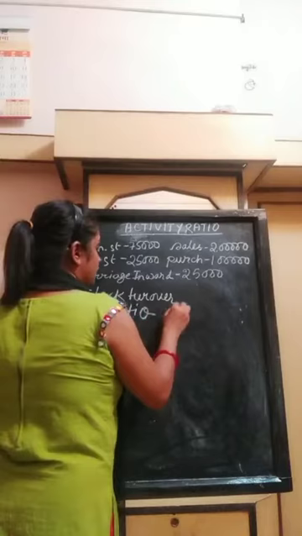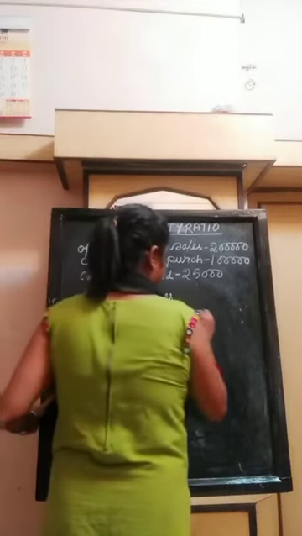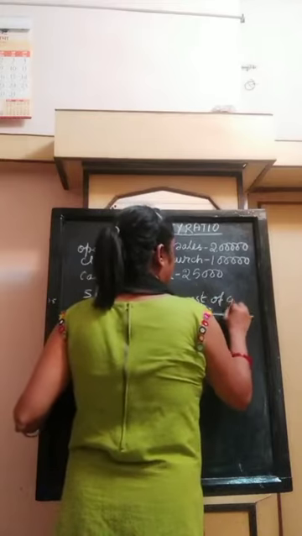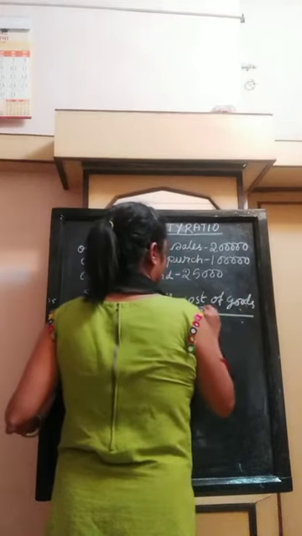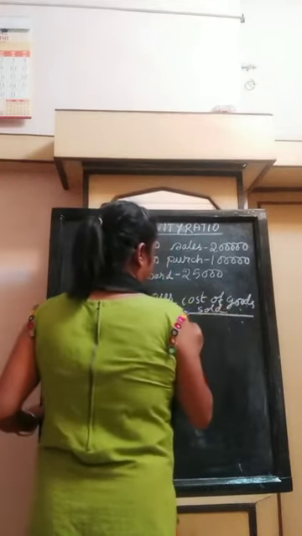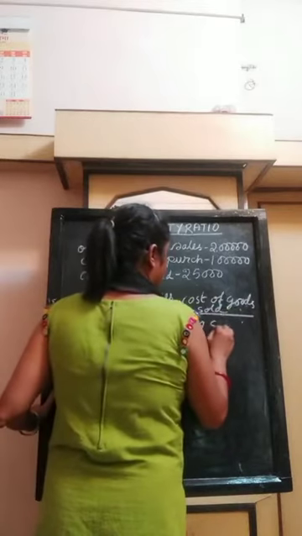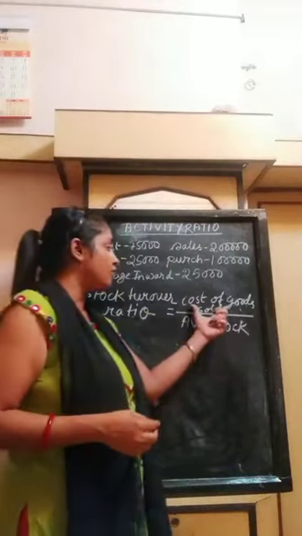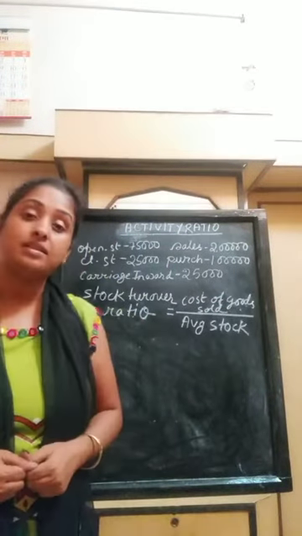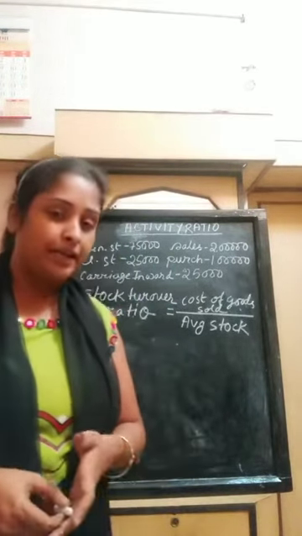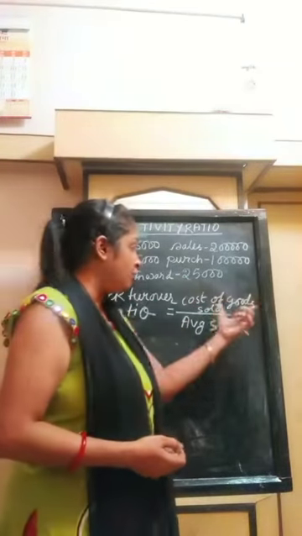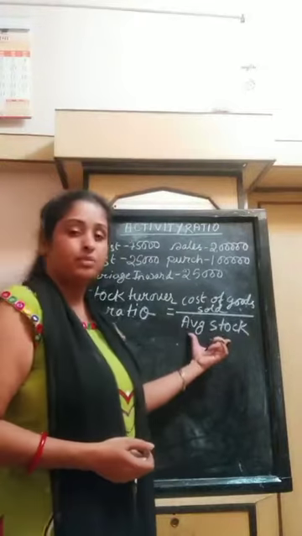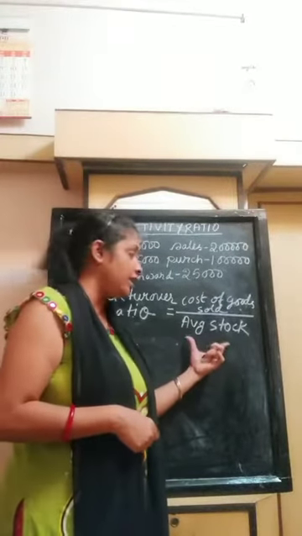Now the formula of this stock turnover ratio is cost of goods sold divided by average stock. If the amount of cost of goods sold is directly given to you in the sum, then it will be helpful. You directly pick up the amount and put it here, and average stock also, you take it from the sum and put it here and solve the sum.